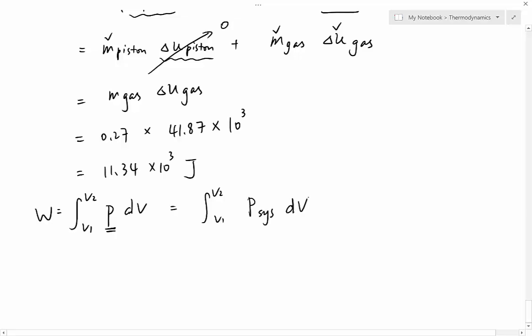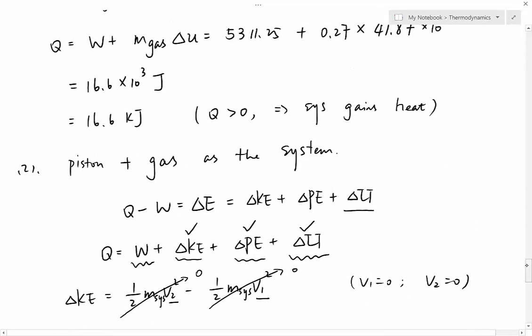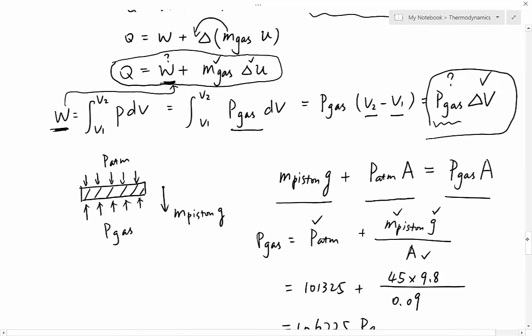And dV. Okay, so what is the pressure of the system? I don't know. Last time it was much easier. Why? Because last time, if you take a look at integral PdV, the pressure of the system, the system is the gas alone. So the integrand is just the pressure of the gas, and we know it's constant, which is a given, so you can take it out.